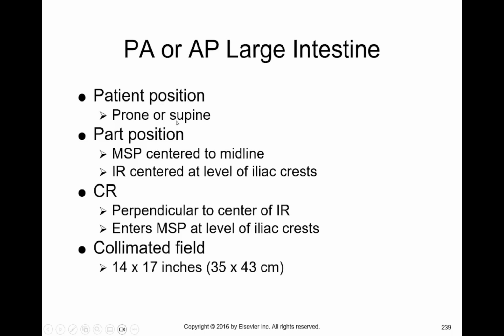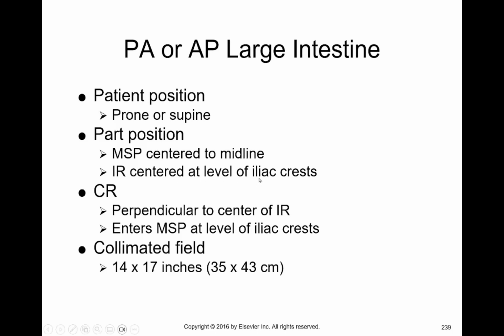So the patient, if you're shooting AP, is going to be supine. Your mid-sagittal plane is going to be centered to the midline of the image receptor. You want to make sure that you don't have any rotation, and that's by making sure the patient's shoulders aren't rotated and the distance from the ASIS to the tabletop is equidistant.